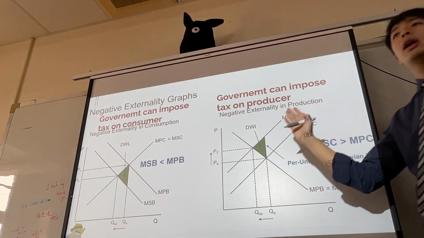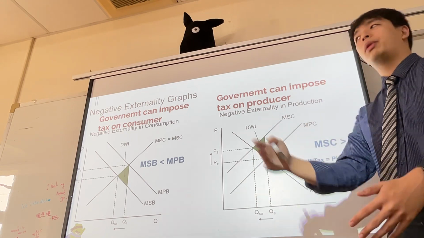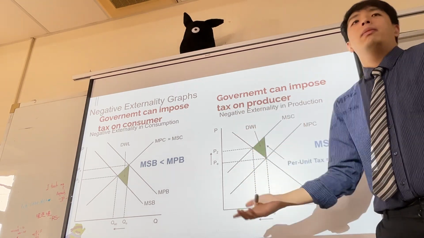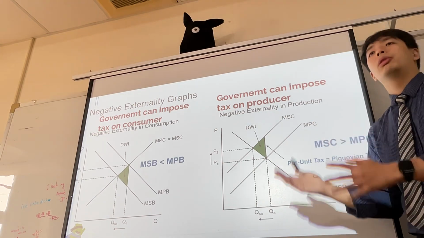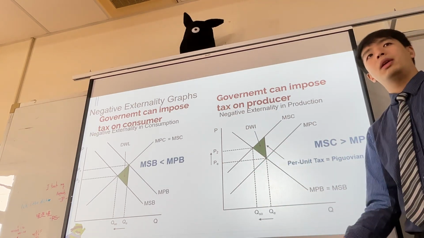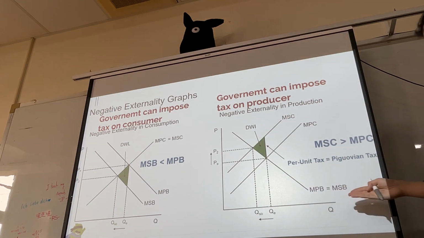So the producer will be like, hey, next time we don't want to put the oil, otherwise we will pay lots of money for dumping the oil into the ocean. So that's bad. Okay. So this is what the government will do, on the producer.